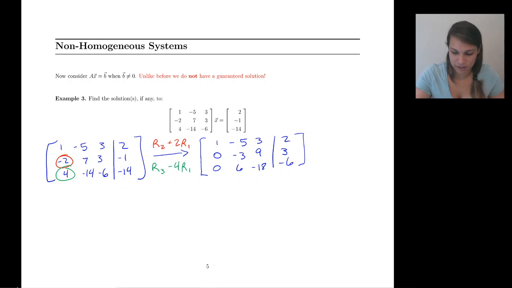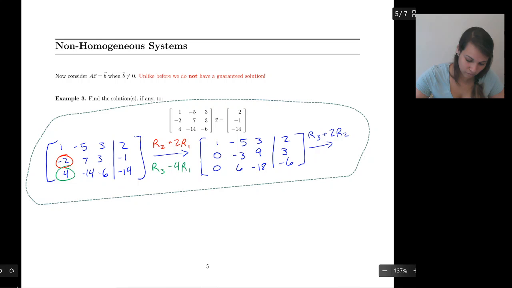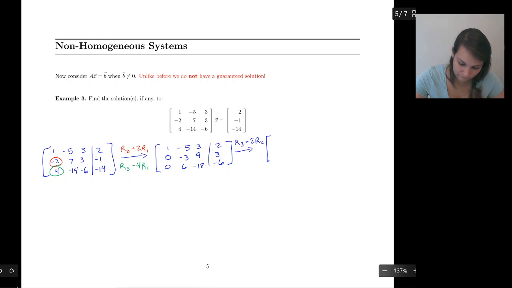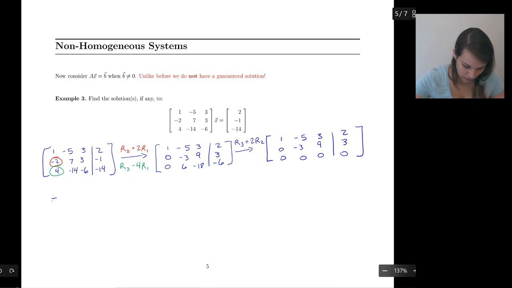Okay, and then just like before, we are going to reduce this again. Row 3 plus 2 row 2. So 1, -5, 3, 2, because row 1 stays the same. 0, -3, 9, 3, 0, 0, 0, and 0. So that means we are still in the land of interesting solutions because we have a free variable. And then, just like last time, you may stop here. This is row echelon form. I think it is a good idea to keep going.